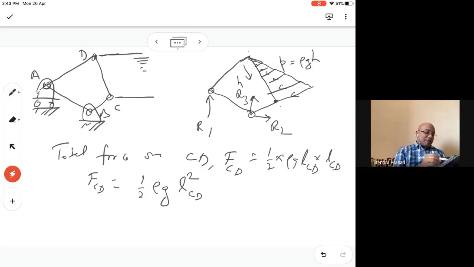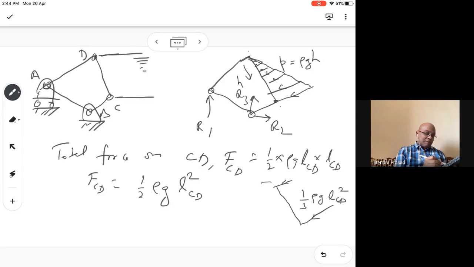Okay, now 2/3 will come here and 1/3 will go here. So accordingly, what do we have? We have this force. This one is 2/3 here. So it will be 1/3 rho g LCD square, and here it will be 1/3. So this will be 1/6 rho g LCD square will come here.